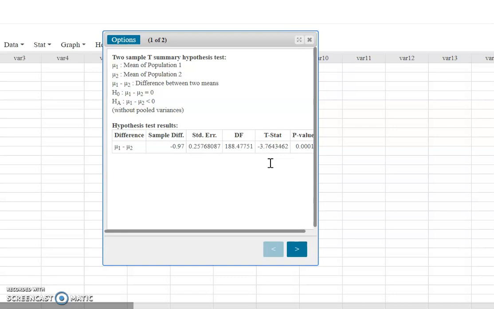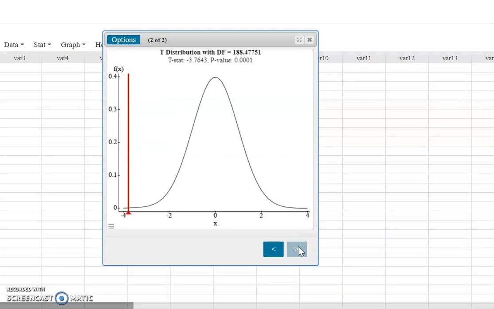And we understand that those values shift around depending on our significance level. But over here, this is negative 3.764, which is an unusual value. It corresponds to a very low p-value of 0.0001. And if you go over to the right, you can see the p-value plot. Since we had a left tail test, our p-value is just a little tiny area in that left tail.